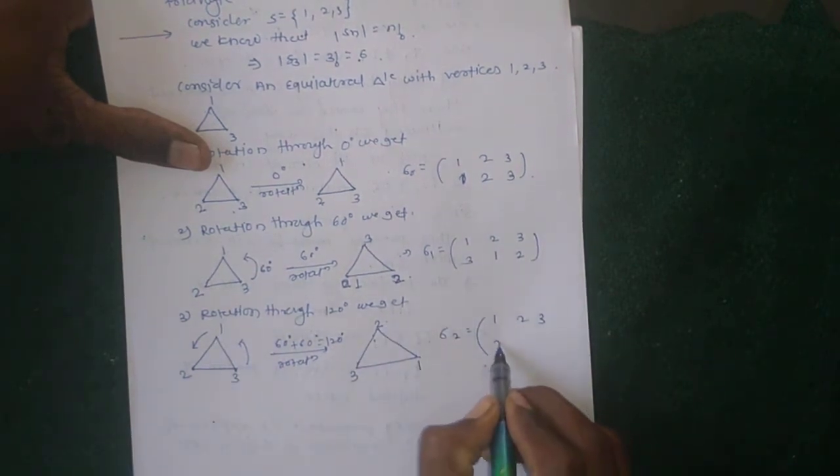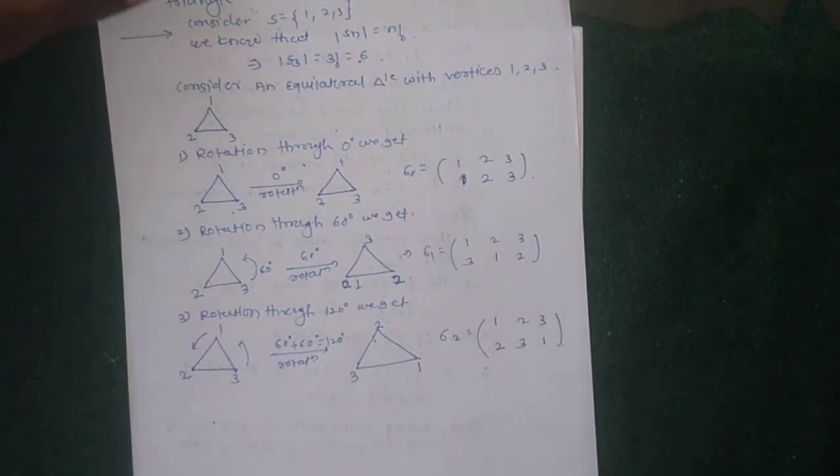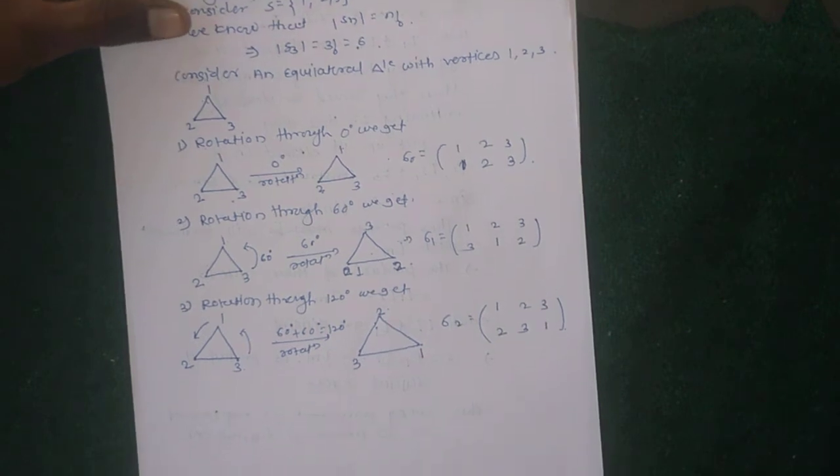1 has value 2, 2 has value 3, and 3 has value 1. This is one triangle, one permutation exists.